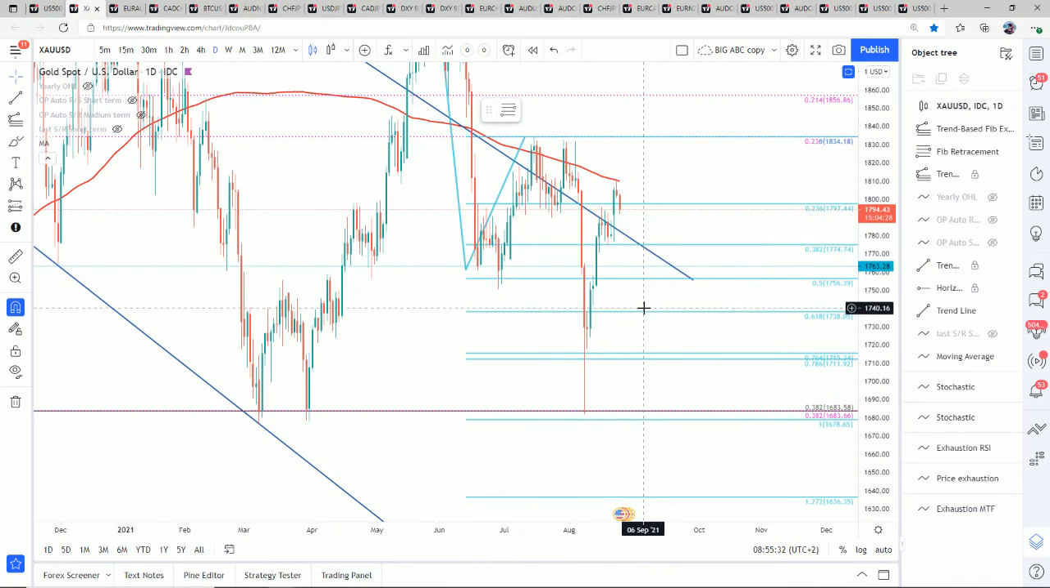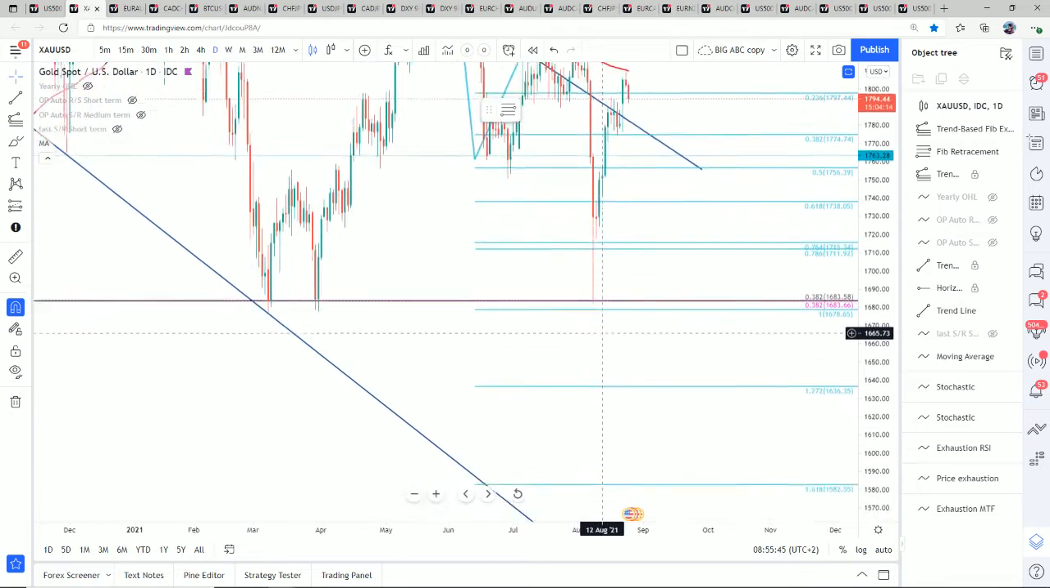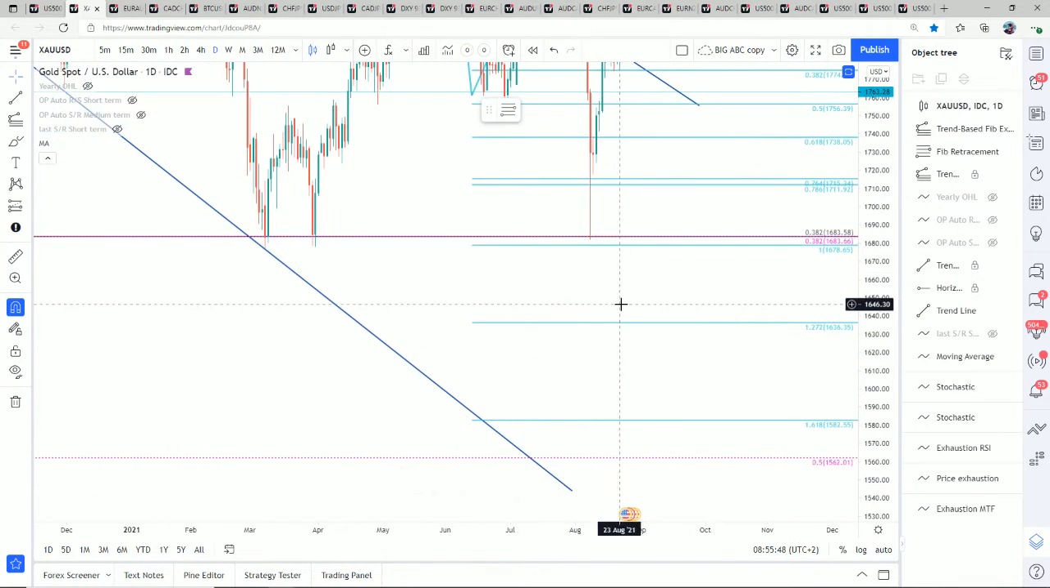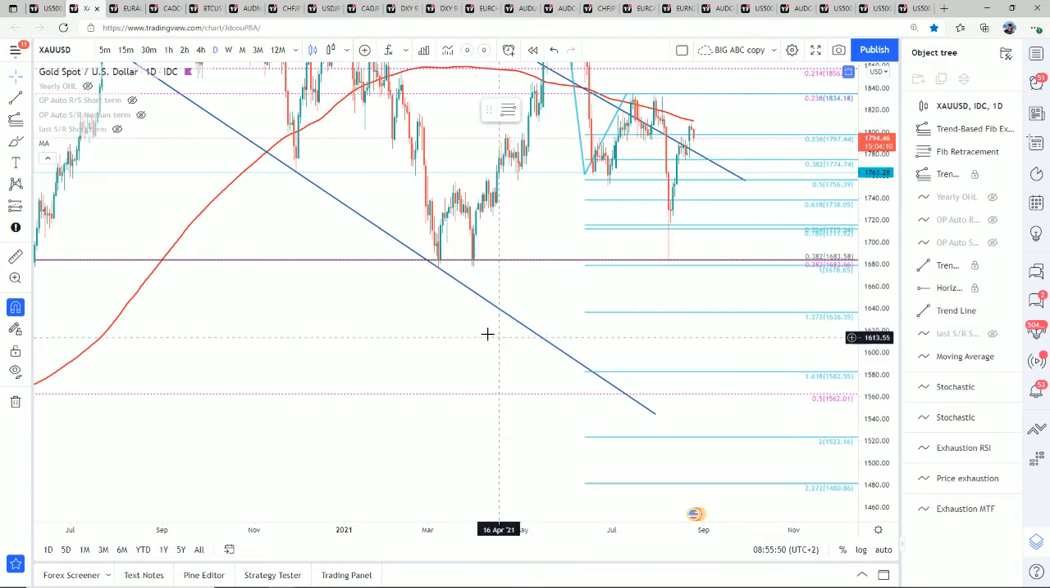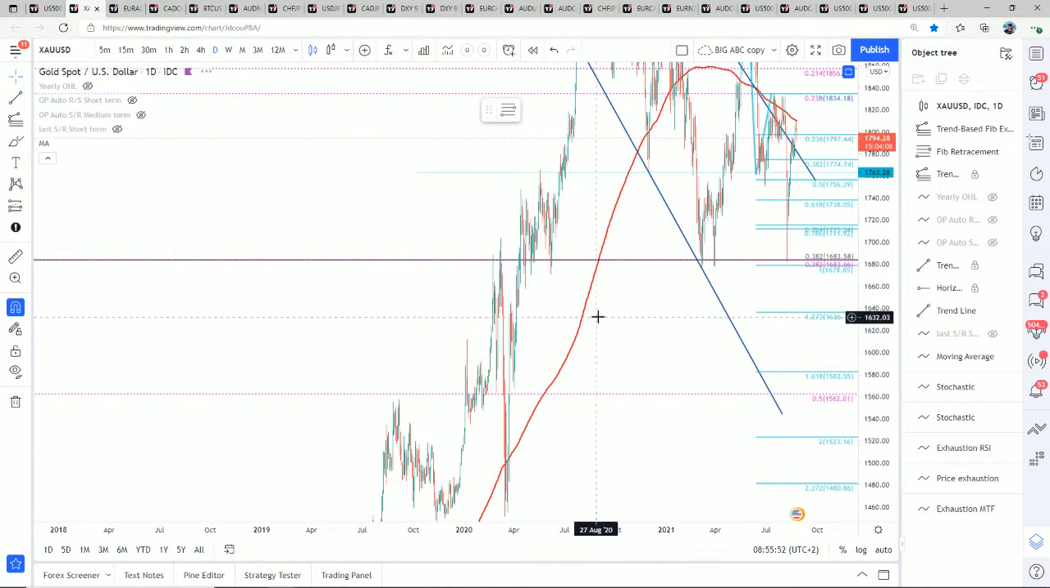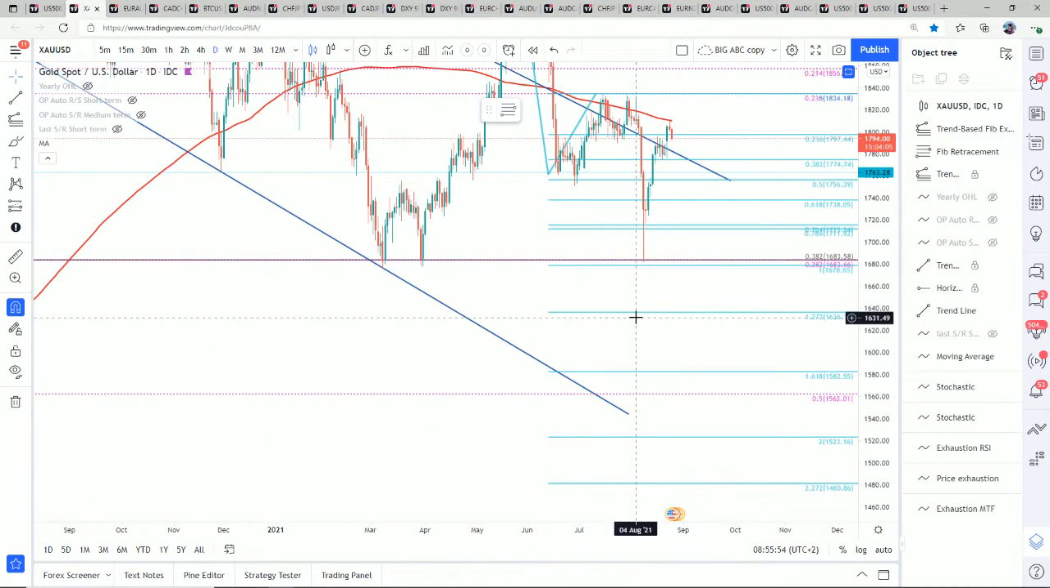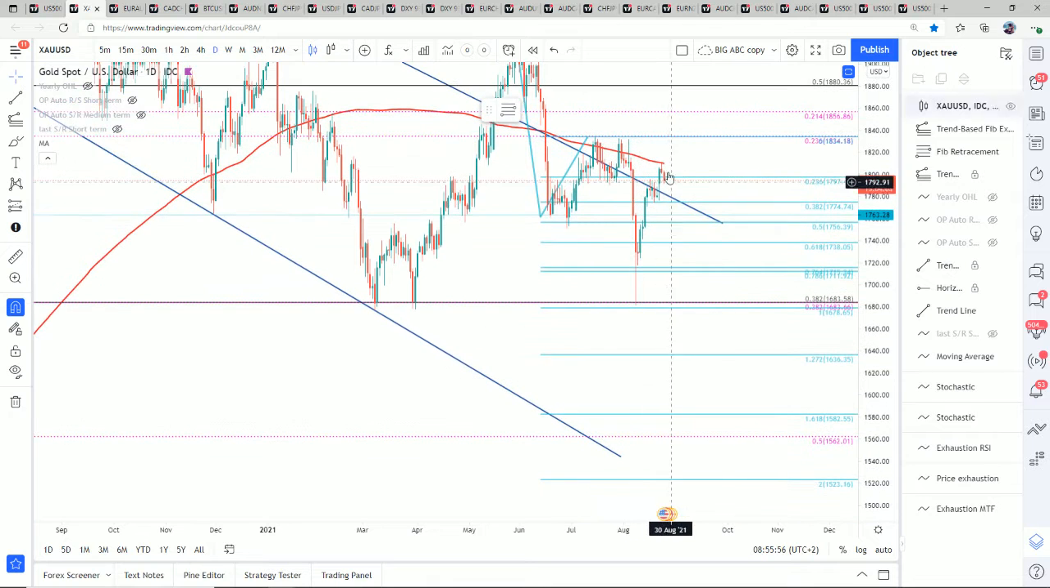The target would be this one for the first one, and the second one would be 1678, which is again in the same area. We could consider it has been touched there. If we break, which is what I think is likely according to the DXY move, we should see a pullback on the gold. We will see a pullback a little bit deeper.